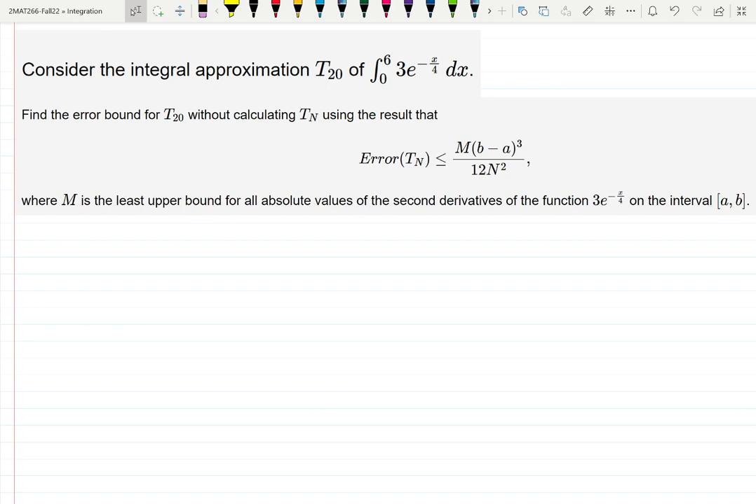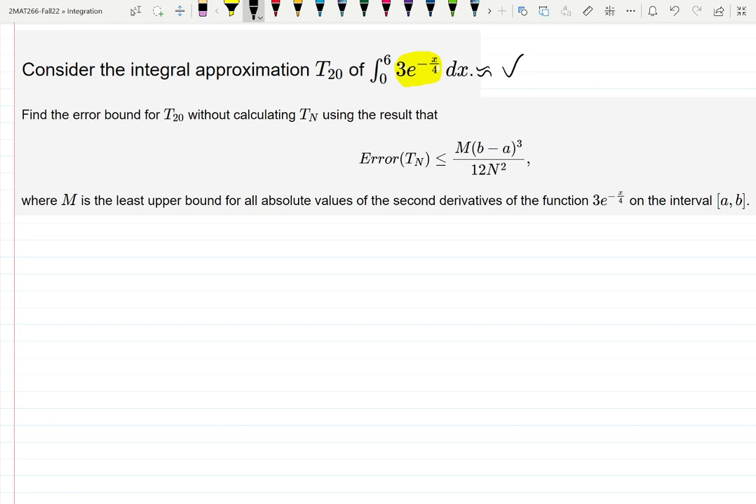In this short video, let's learn how to find the error for the approximation, in this case the trapezoidal method. So we are given a function 3e to the minus x over 4. The integral is from 0 to 6, and we are using 20 subintervals and the trapezoidal method to approximate this integral, right? So we already approximated it, and now we are asked to find the worst error of this approximation.